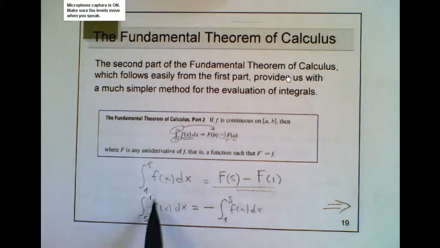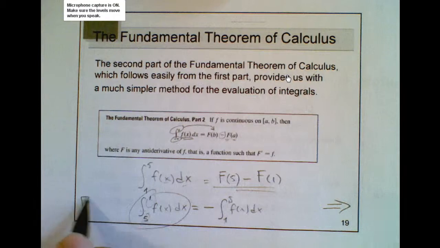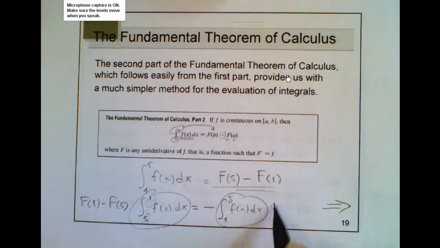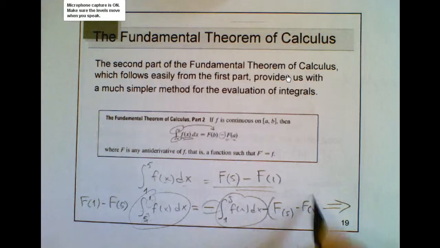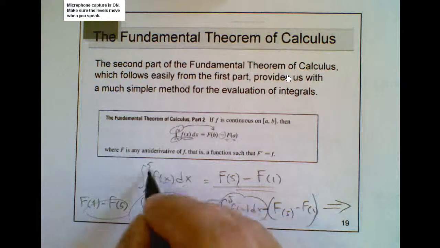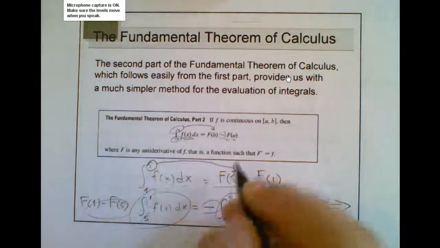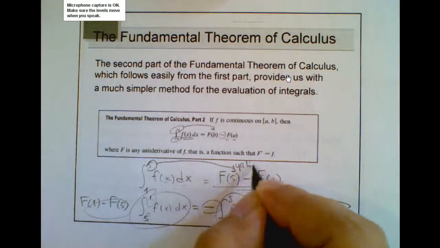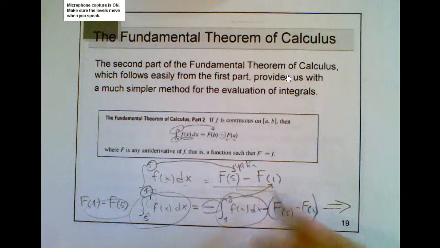And notice that if I'm doing this, this will be the antiderivative at 1 minus the antiderivative evaluated at 5. And this is exactly what this is, because if I do this, this will be the antiderivative at 5 minus the antiderivative at x equals 1. But the opposite of it will be actually this. So this is the order. This upper limit is evaluated first, and this lower limit is evaluated second.